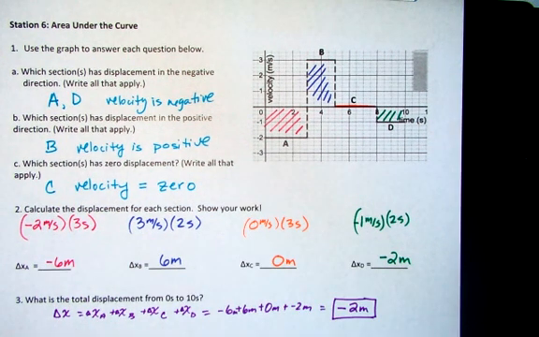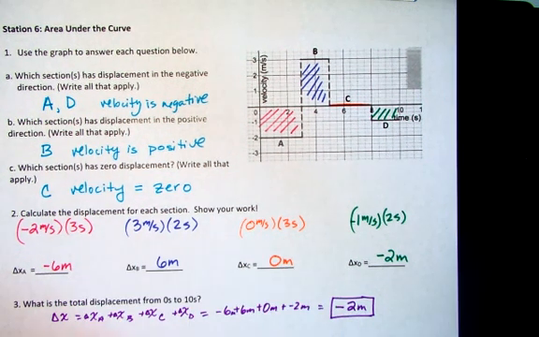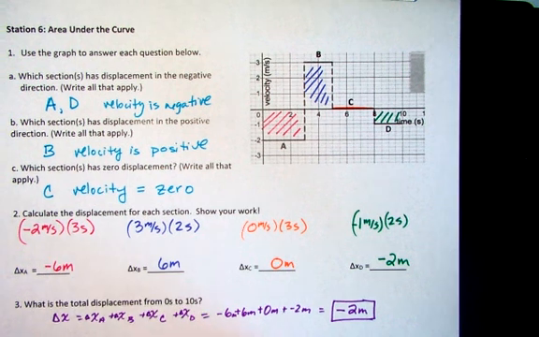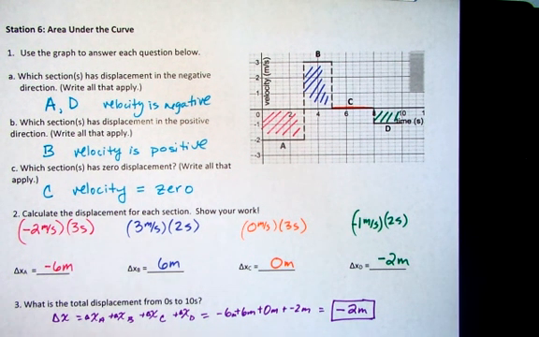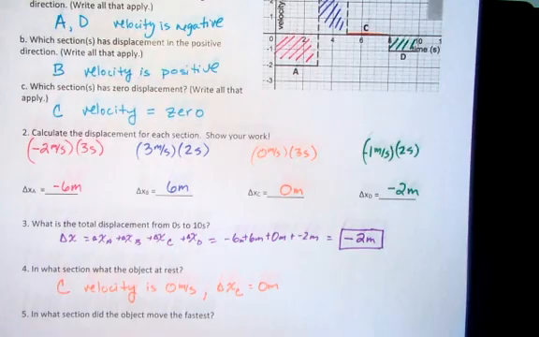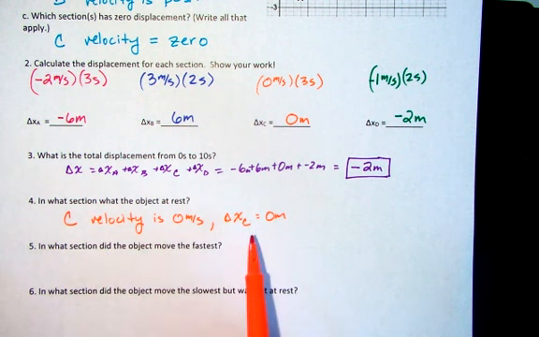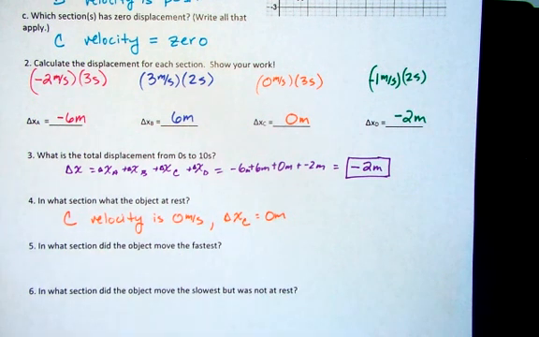In what section was the object at rest? The object was at rest during section C because the velocity is 0 meters per second, and we can see the displacement of C was also 0 meters. Oops, sorry guys. All right, so in what section was the object at rest? The velocity was 0 meters per second for section C, displacement 0 meters.